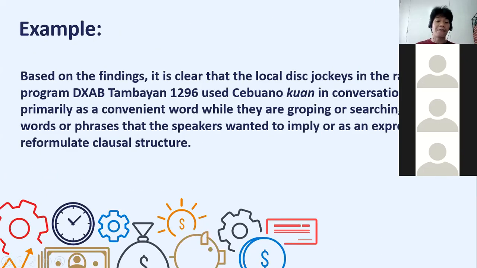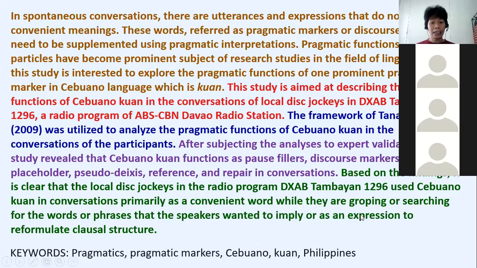So example, based on the findings, it is clear that the local disc jockeys in radio program ABS Tambayan use Cebuano Kuan in conversations primarily as a convenient word while they are groping or searching for the words or phrases that the speakers wanted to imply, or as an expression to reformulate clausal structure. So very condensed siya. The conclusion is just being summarized in one sentence only. So in totality, this is an example of a whole research abstract.